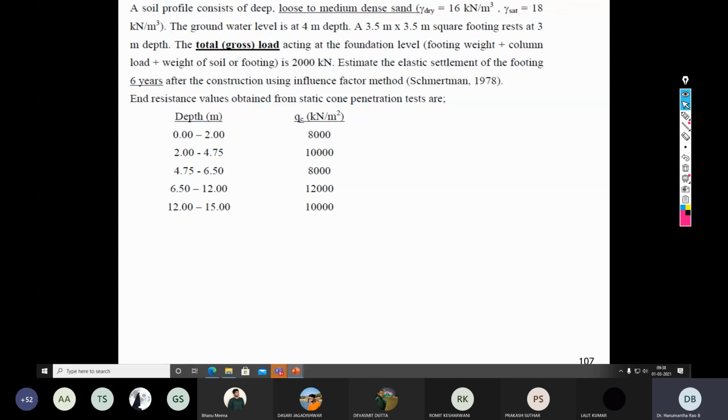So a soil profile consists of deep, loose to medium dense sand, whose gamma dry density is 16 kilonewton per cubic meter. Gamma sat is 18 kilonewton per cubic meter. The groundwater level is at 4 meter depth. It is a square footing, size 3.5 meter by 3.5 meter. Depth of the footing is 3 meter. So the total gross load is 2000 kilonewton. Estimate the elastic settlement after a time of 6 years.